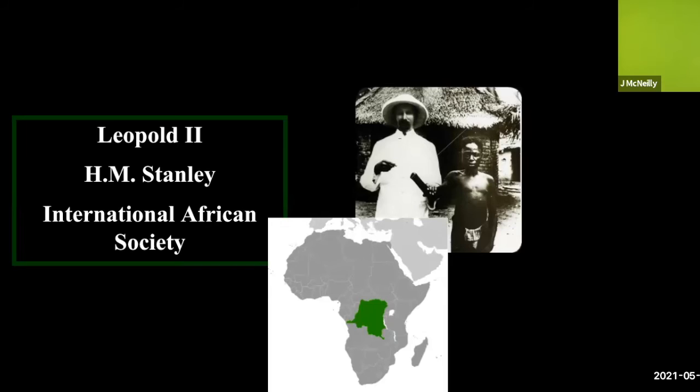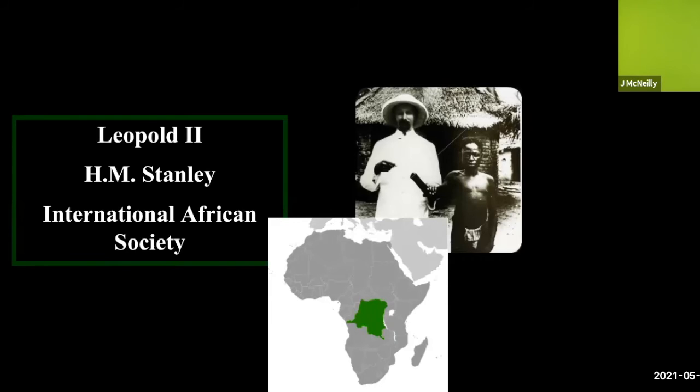Now, why does he want the Congo? Because it has a natural resource of rubber. Okay, so they have rubber trees. There was recently a bicycle craze in Belgium at the time, and so they needed rubber to build bicycle wheels to meet the demand for that bicycle craze in Belgium.